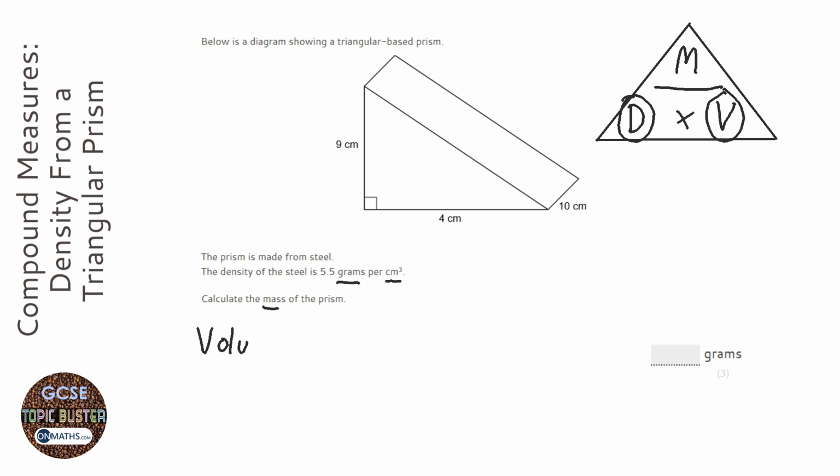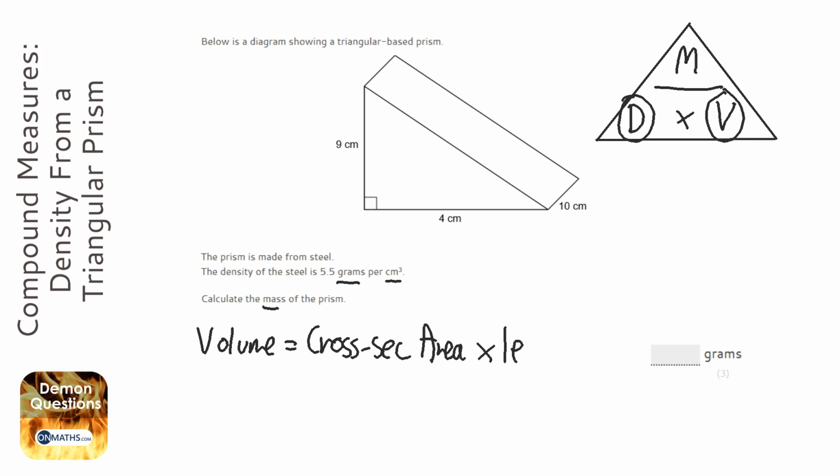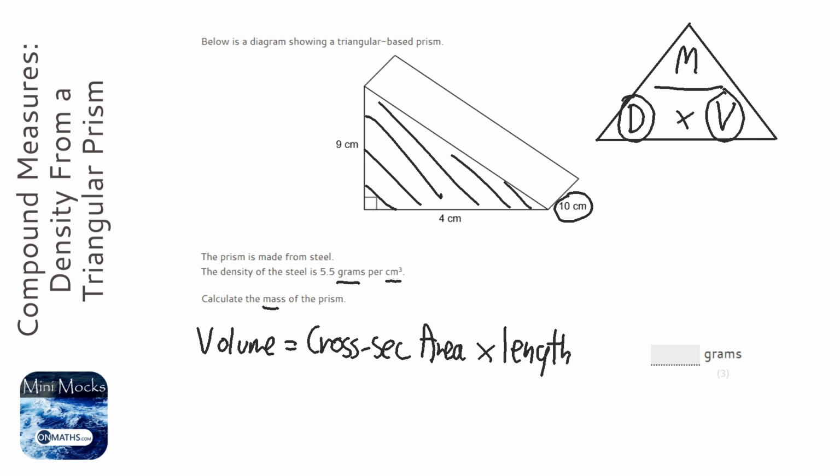So to work out the volume of any prism, it's the cross-sectional area times the length. And some people call the length something else, but the length is basically how 3D the prism is. So the length is this one here, and the cross-sectional area is the area of this triangle here. So it's the area of the triangle.